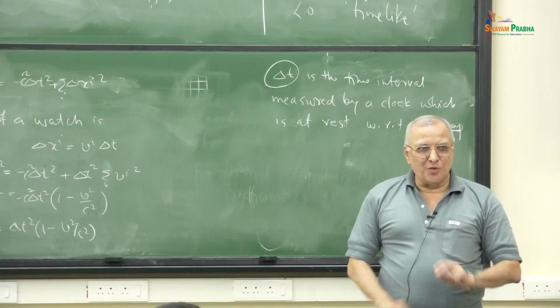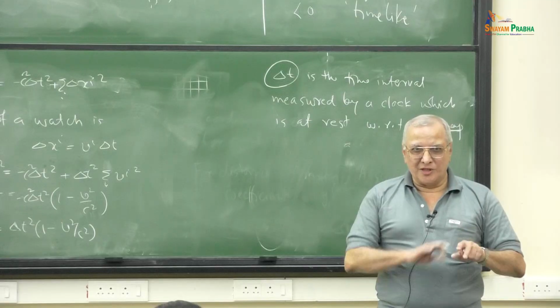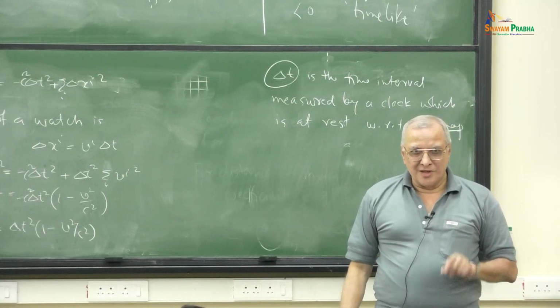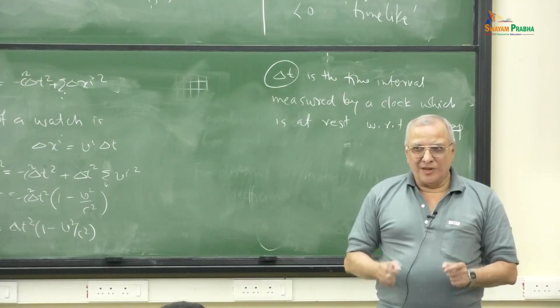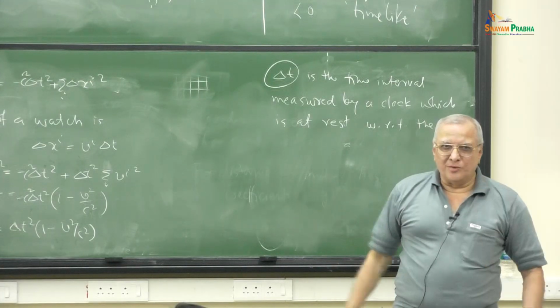Unless I specify the two events, delta tau has no meaning. So I must specify what the two events are. This is the most important thing: all the relativity paradoxes that you will come across are related to not identifying what the two events are that you are talking about. Once you know the two events, the formula will tell you, and you will be safe.